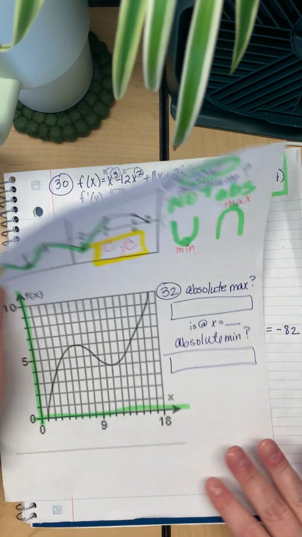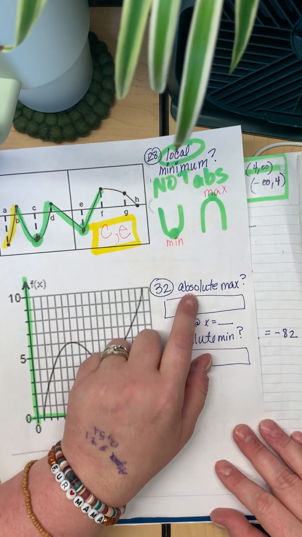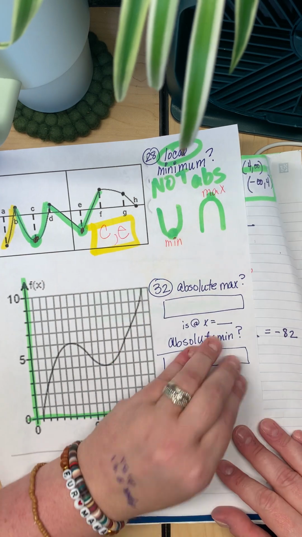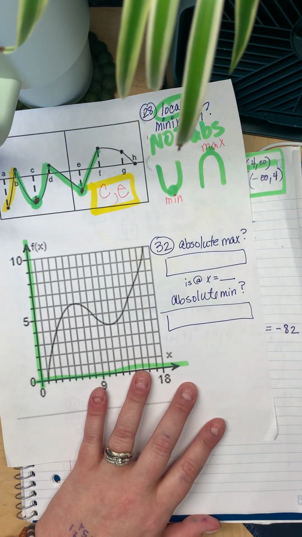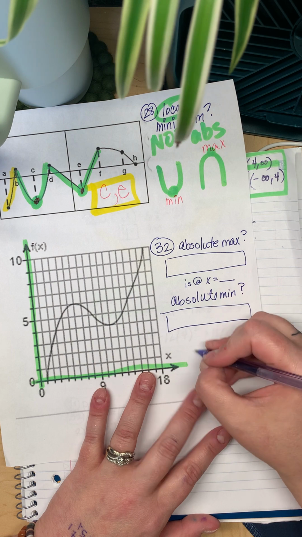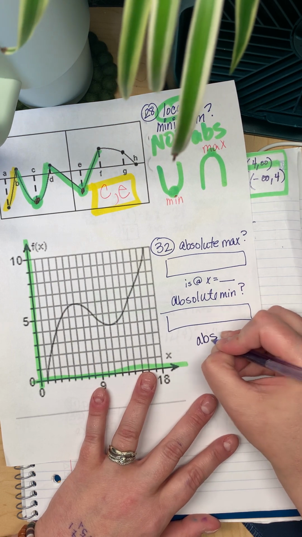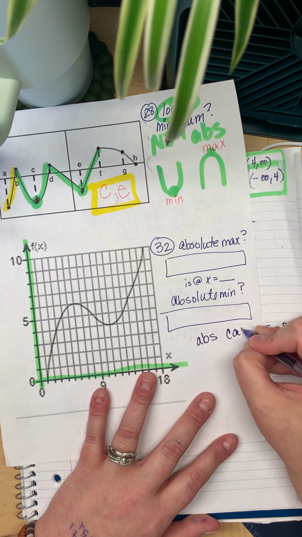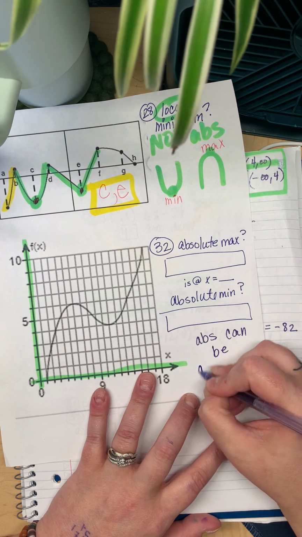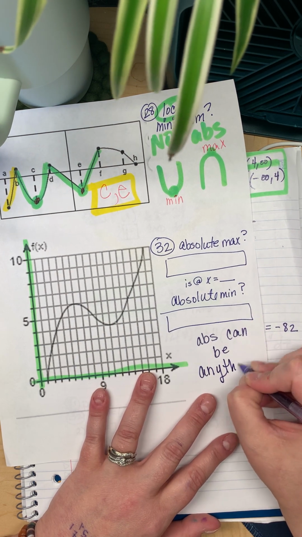Okay, now let's go to 32. 32 talks about absolute. Okay, well, absolute can be a valley or it can be a dot. So I'm just going to say it can be anything.